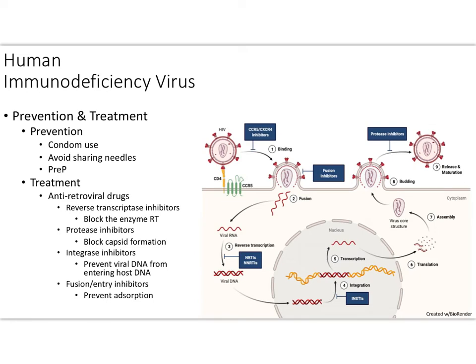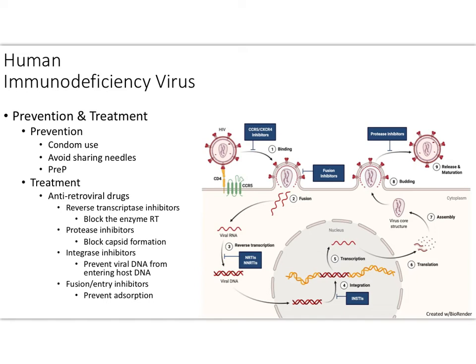Integrase inhibitors prevent viral DNA from entering host DNA. So they stop basically this stage right here. These are ones that prevent any viral DNA that has been made from being able to insert itself into the chromosome of that host cell. And that way that viral DNA does not become a permanent part of this person's genetic material.